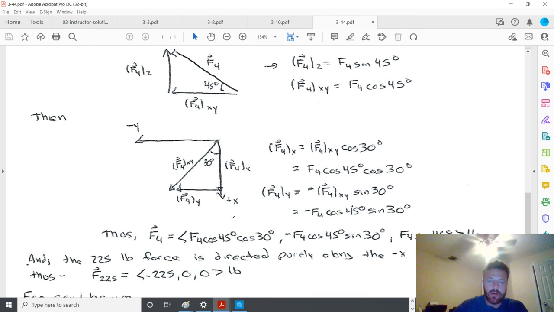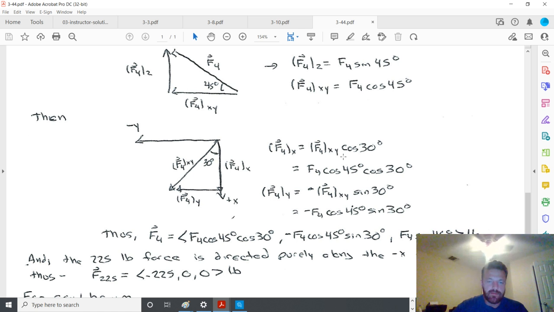So just like always, draw your force decomposition. It decomposes into a positive x and a negative y component. The angle of reference that we're given is 30 degrees. So if we know the projection into the xy plane, the x component is just going to be related to the cos of 30. So how do we actually write that? Well, it's going to be this magnitude, which is the projection of F4 into the xy plane, times cos 30. But don't forget that you have the projection of F4 into the xy plane above. It's just F4 cos 45.